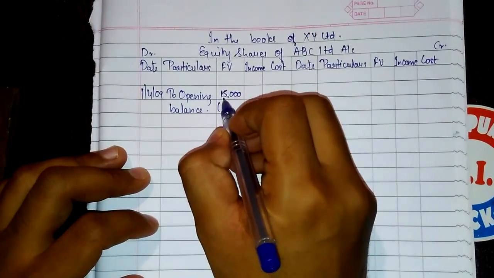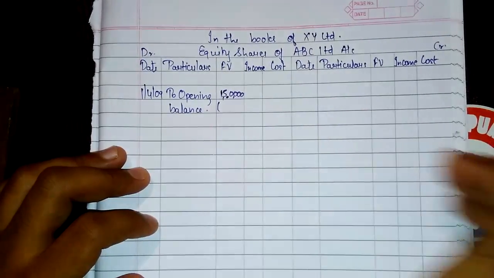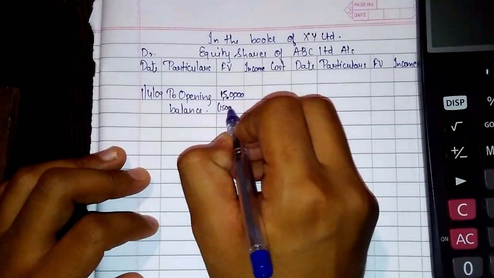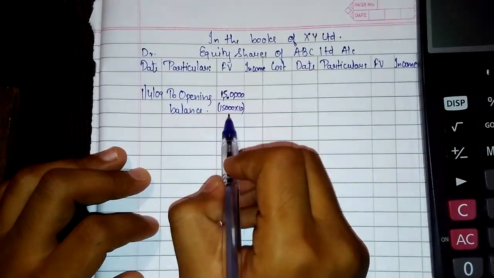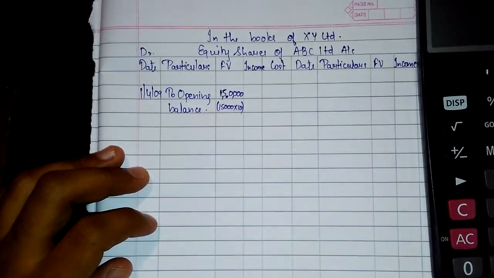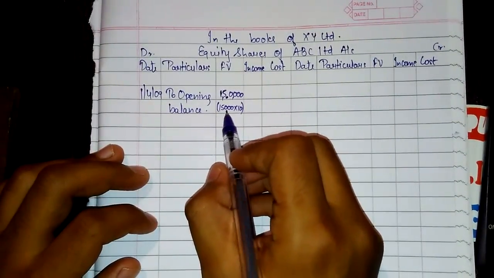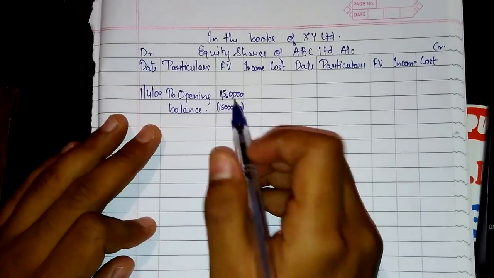Okay, we'll write 1,50,000 as face value, since face value is 15,000 into 10. So in bracket you have to write like this, because there are various calculations where you will need the number of equity shares. So 15,000 into 10, which is equal to 1,50,000.